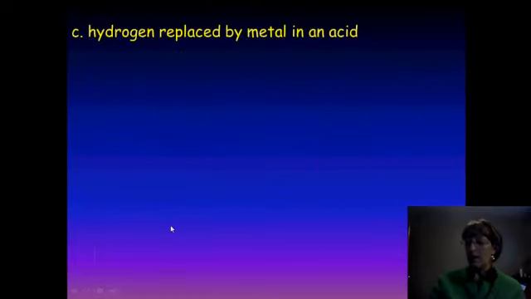Okay, next one, hydrogen is replaced by a metal in an acid. And I think I might have only said 2, but there should be 3. Hydrogen is replaced by a metal in an acid. So remember, acids start with H. So we're going to boot that H out of the way and stick a metal in front of it.